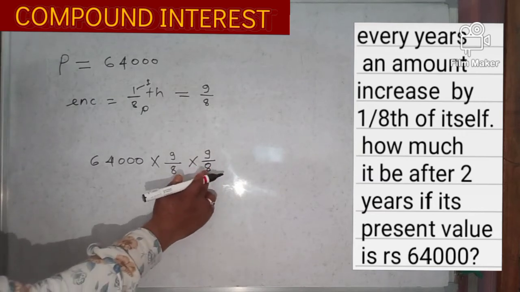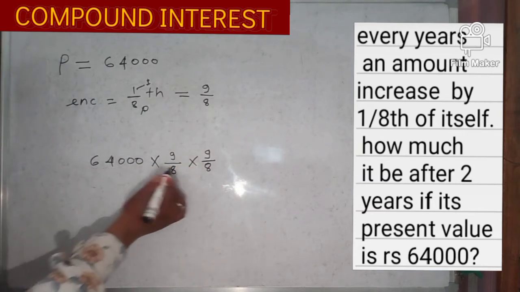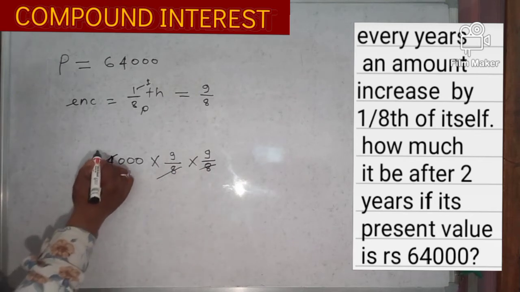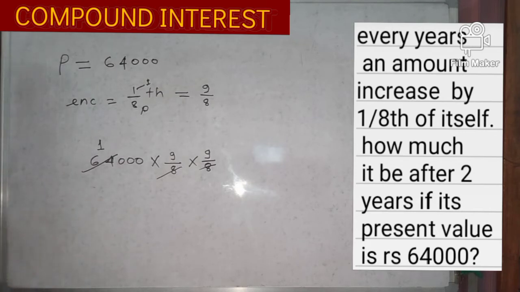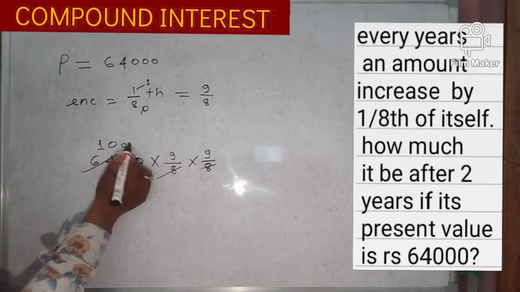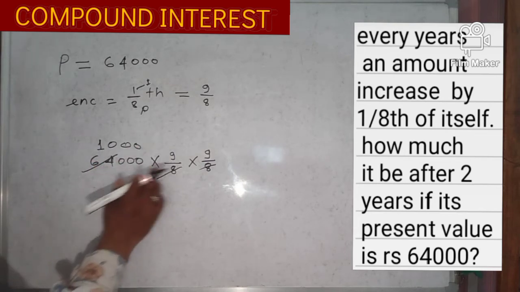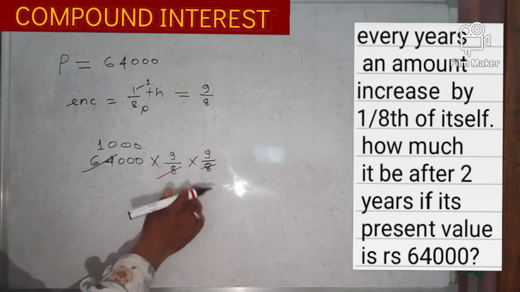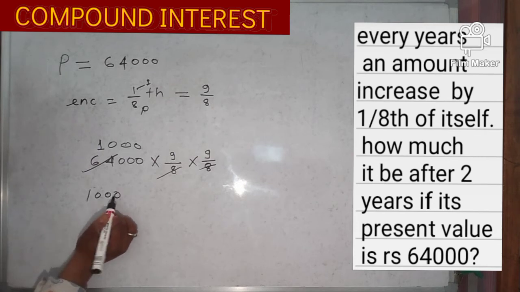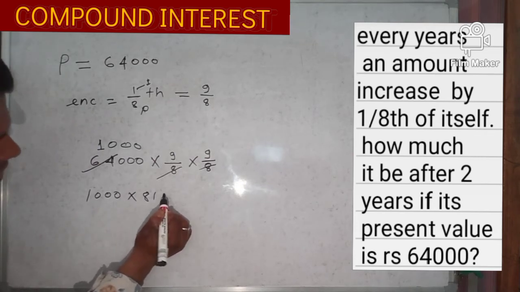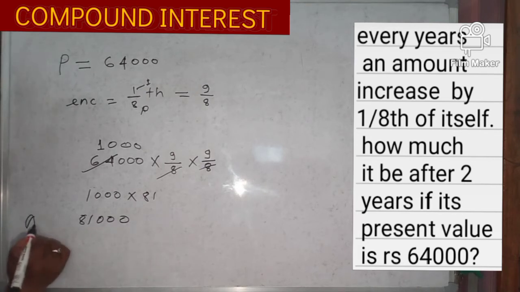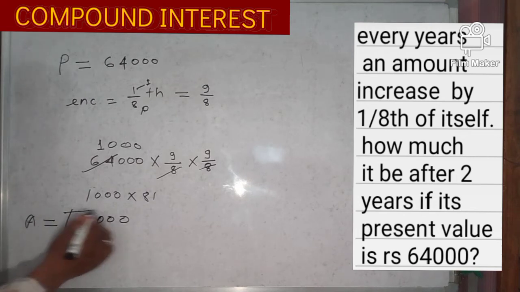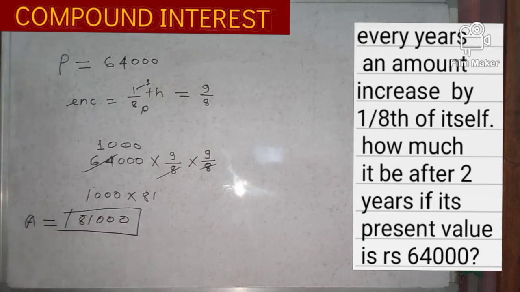Here 8 into 8 will be 64 and here 64. So both are cancelled. 9 into 9 will be 81. So 1,000 into 81 is equal to 81,000. So the amount will be 81,000. So our answer is 81,000.